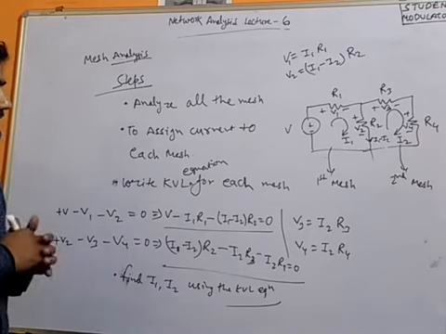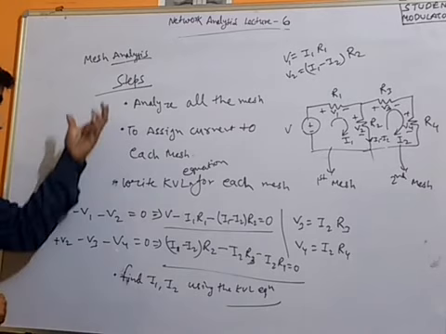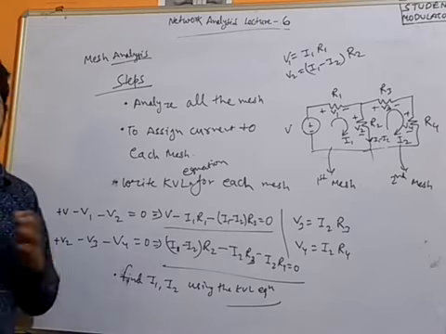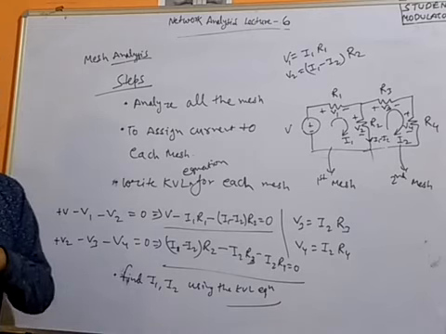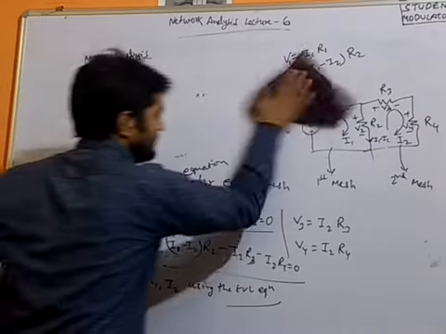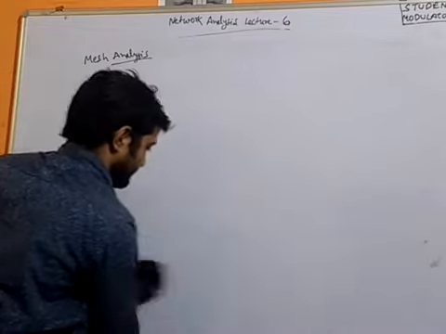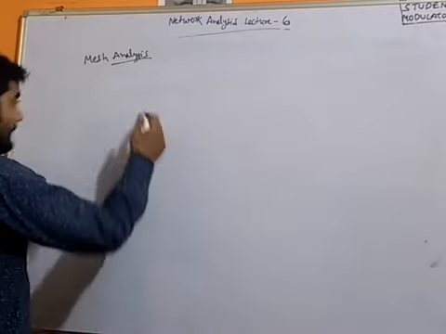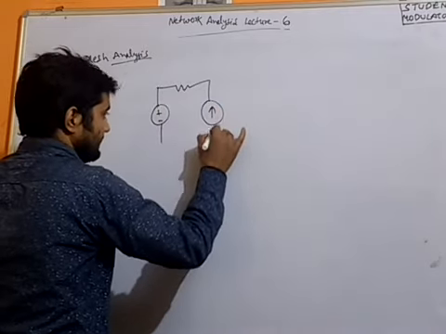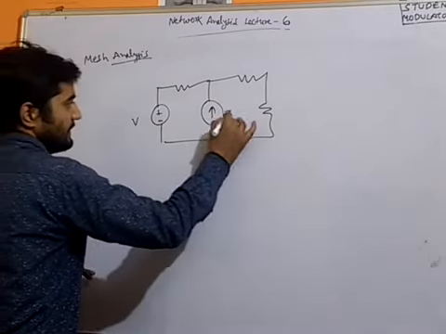Now there are some cases where the KVL equation cannot be written for a given circuit. So let's check out the types of circuit in which we cannot apply mesh analysis. So here it is. If we have a circuit like this, here is some voltage, and here is some current.